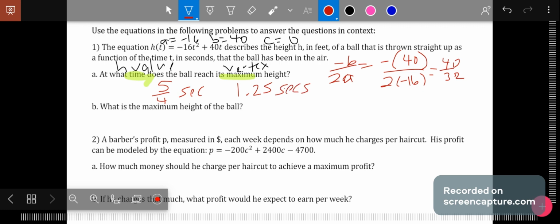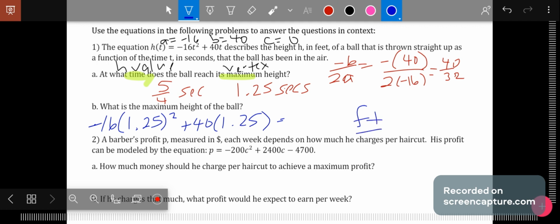How do you find the y value of this? If you haven't plugged it into Desmos to find it, then you will take 1.25 and plug it back into the equation using our calculator like we just did on the problems before. Negative 16 times 1.25 squared plus 40 times 1.25. And then you would just hit enter in the calculator and make sure that you have feet given there.